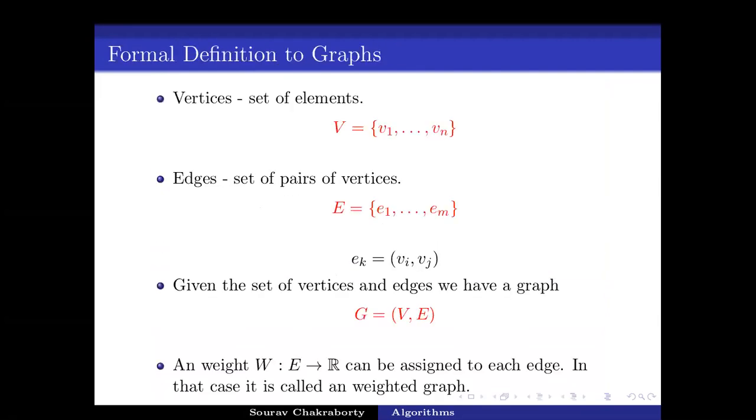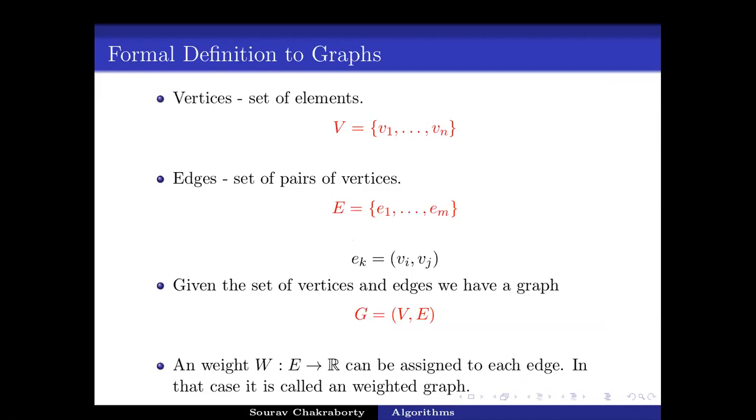So, just a small recap. We have a set of vertices V and a set of edges E, and each edge is basically a pair of vertices u_i and v_j. Every edge may or may not have a weight. If there is no weight, it is an unweighted graph.